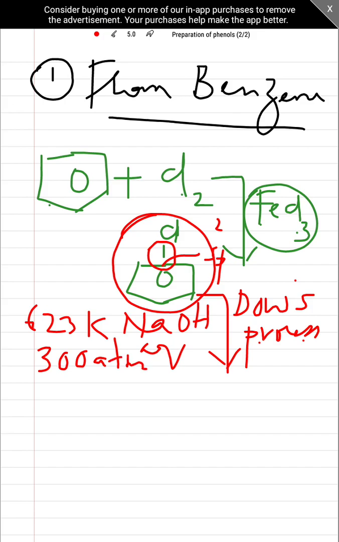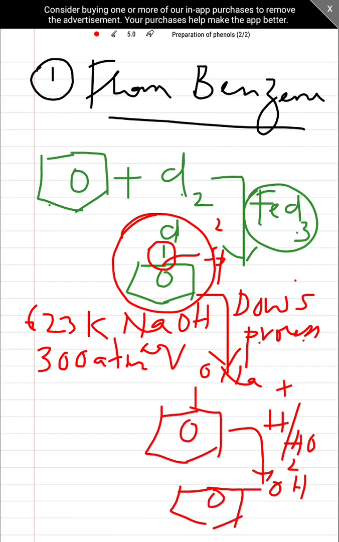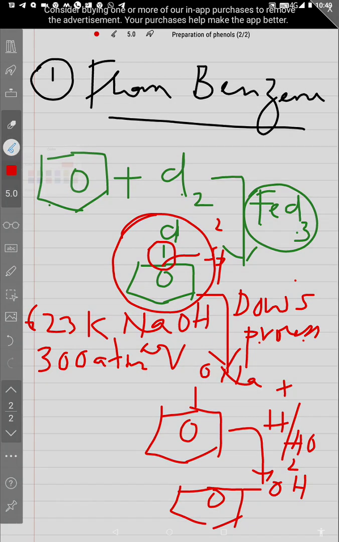What happens at this temperature and pressure? Chlorobenzene is converted into sodium phenate, ONa. This sodium phenate on further acid hydrolysis is going to produce phenol. So it means that phenol can be prepared successfully by Dow's process. Okay, let us move to the second method.